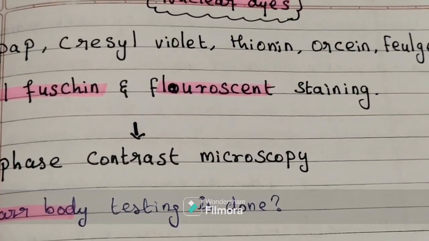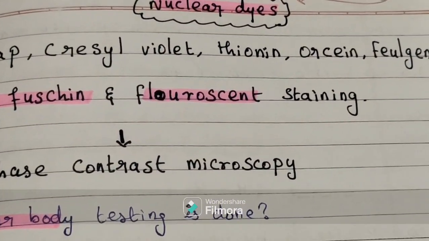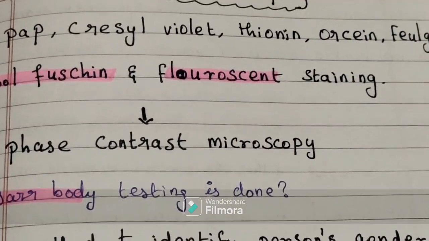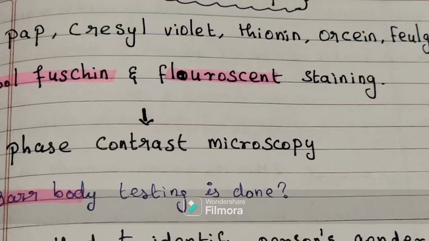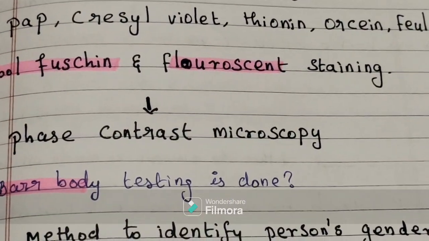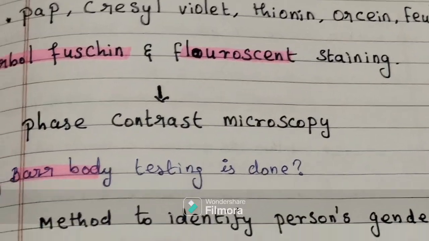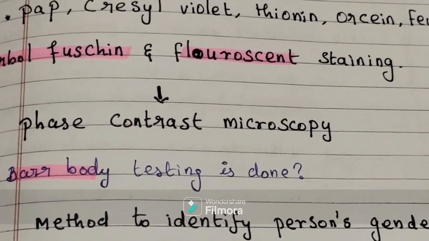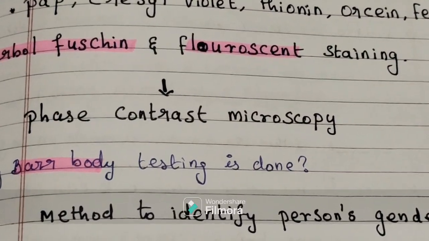Also, to study these Barr bodies, we can use a phase contrast microscope. You can see Barr bodies even in unstained or in living cells. So, okay, we can see the Barr bodies in unstained or in living cells.